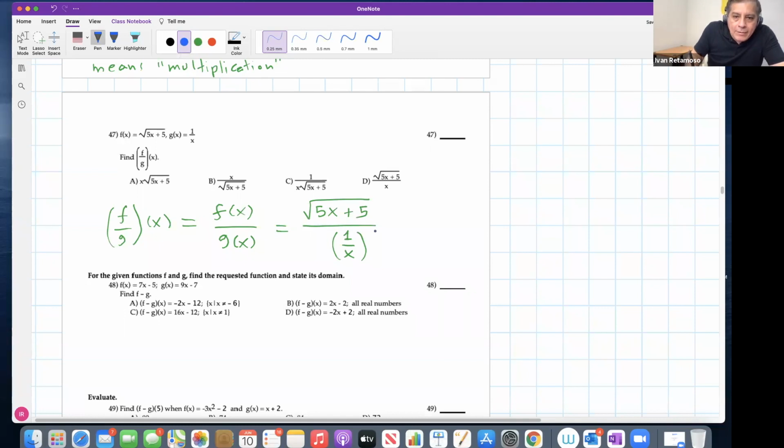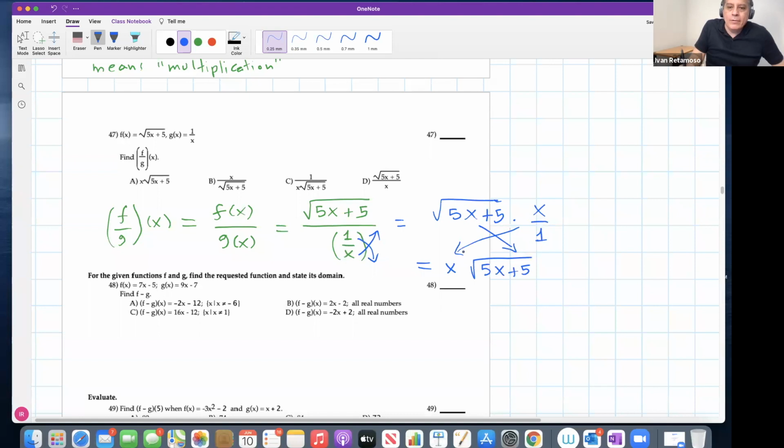I'm dividing this by this fraction. Remember, when you divide by a fraction, the rule is flip the fraction and multiply by this quantity, right? So flipping this fraction, x up here, 1 down here, multiplying these two, all I'm going to do is write x in front, then the square root of 5x plus 5 following. The rule is the simple functions go up front and the complicated ones you put on the right. So this is it. You follow, guys? Great. Any questions, just feel free to write it on the chat or tell me.